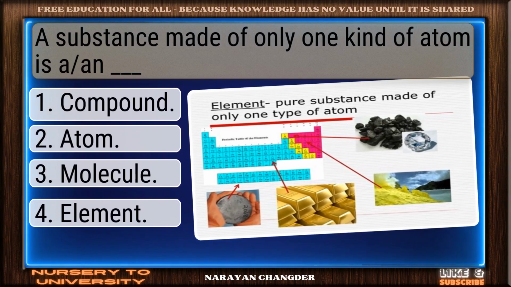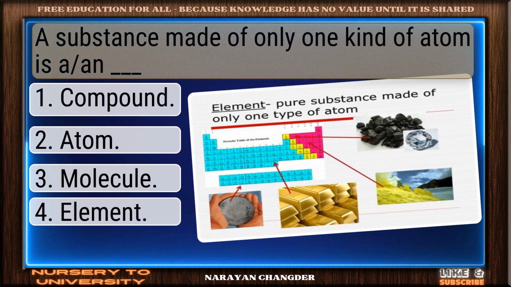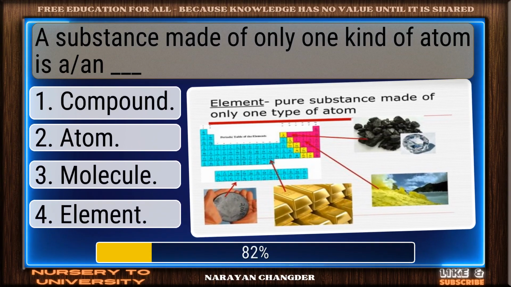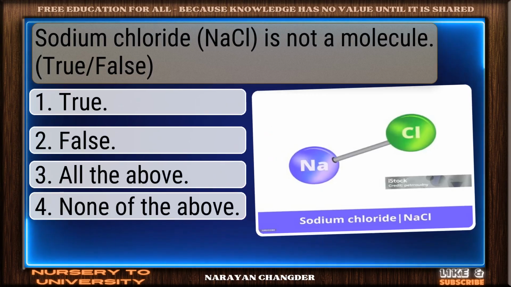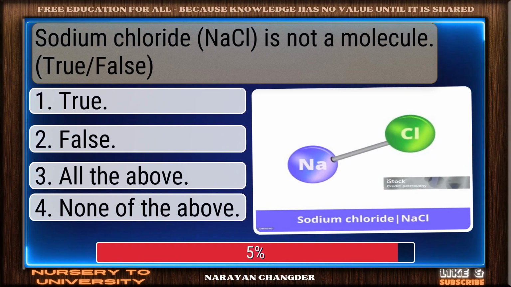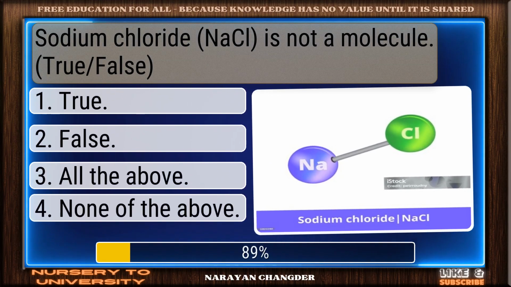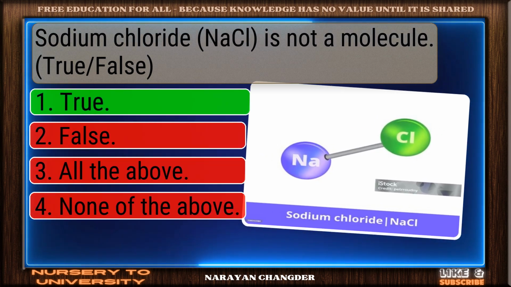Question number 118. A substance made of only one kind of atom is an dash. On track. Element is the correct answer. Question number 119. Sodium chloride is not a molecule. Correct. True is the right answer.